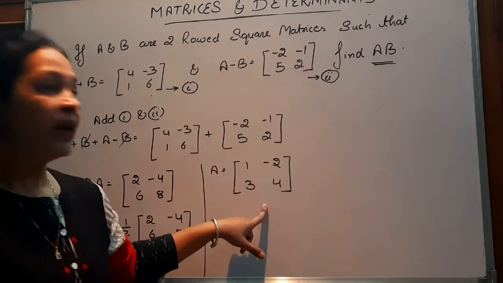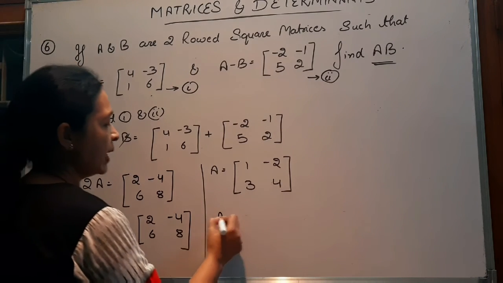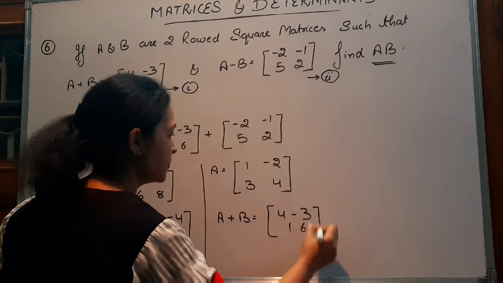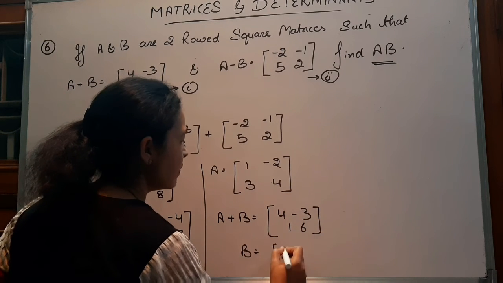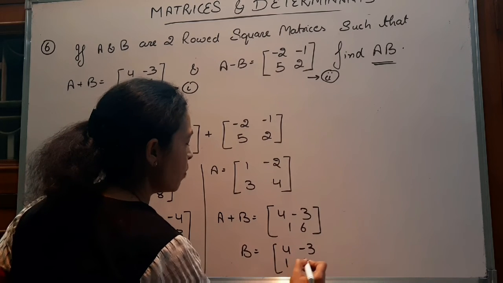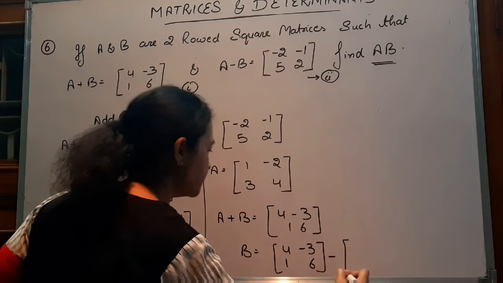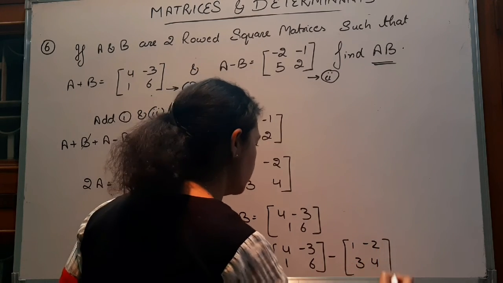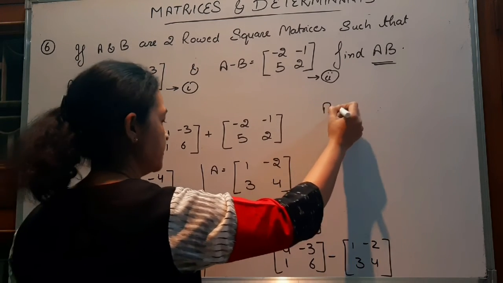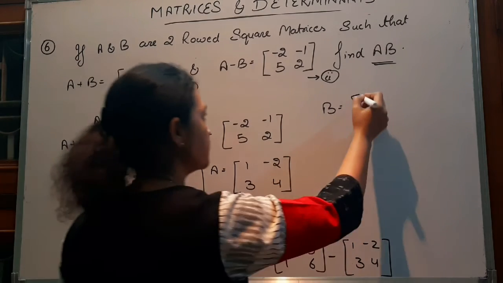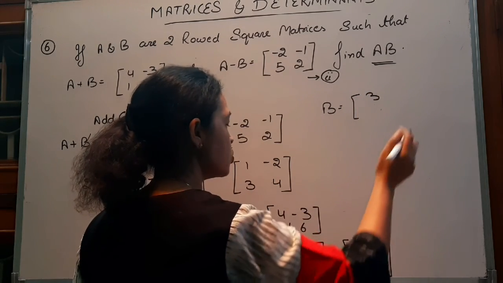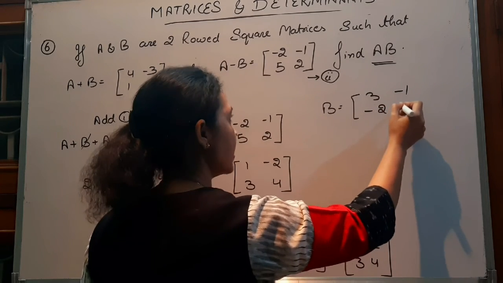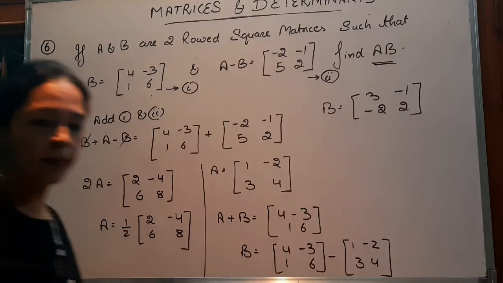Now we will put matrix A in. Say first one, A plus B equals, given 4, minus 3, 1 and 6. For finding B, we will subtract matrix A from A plus B. Minus matrix A is 1, minus 2, 3 and 4. Matrix B will be 4 minus 1, 3, minus 3 minus 2, minus 1, 1 minus 3, minus 2 and 6 minus 4. This is matrix B.